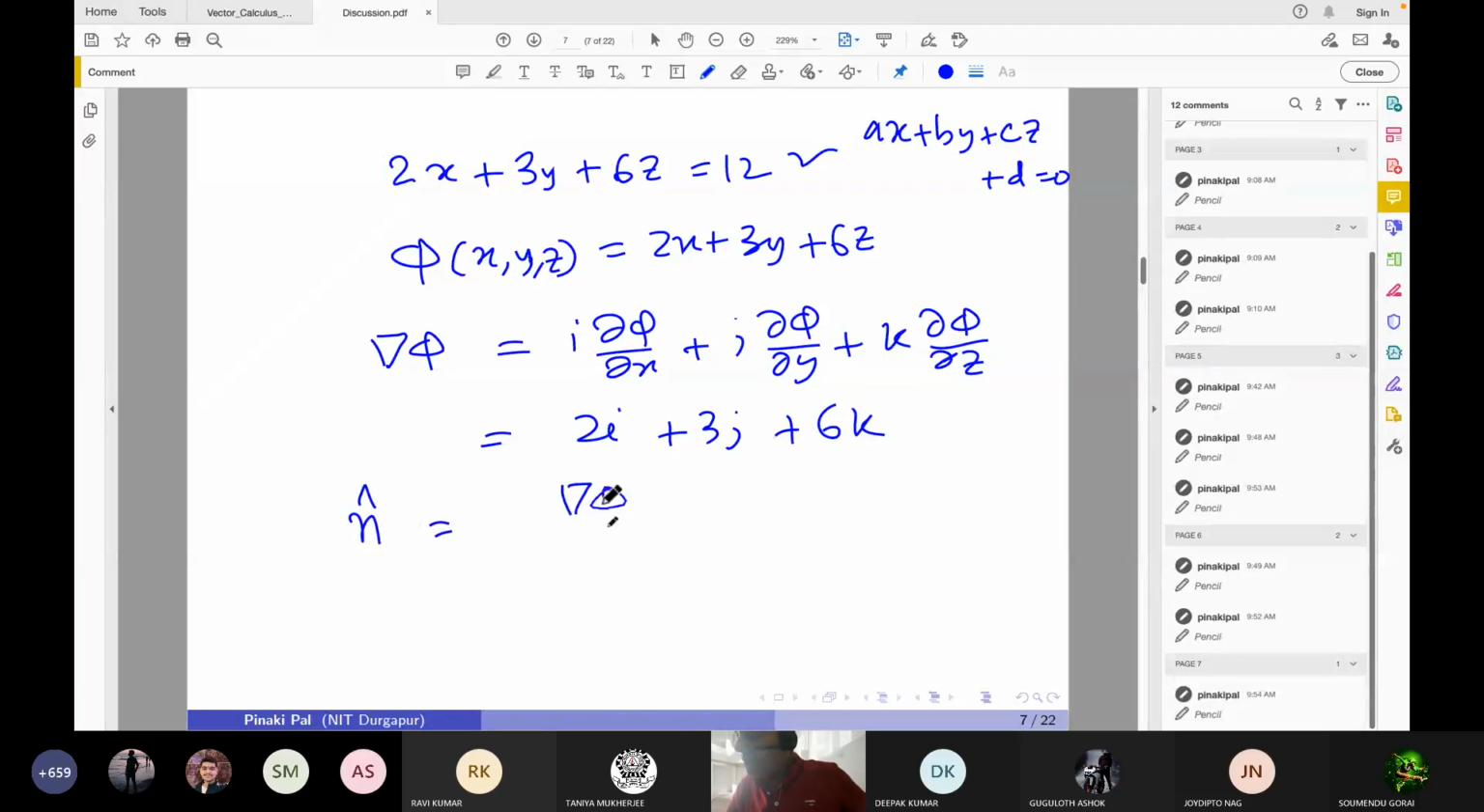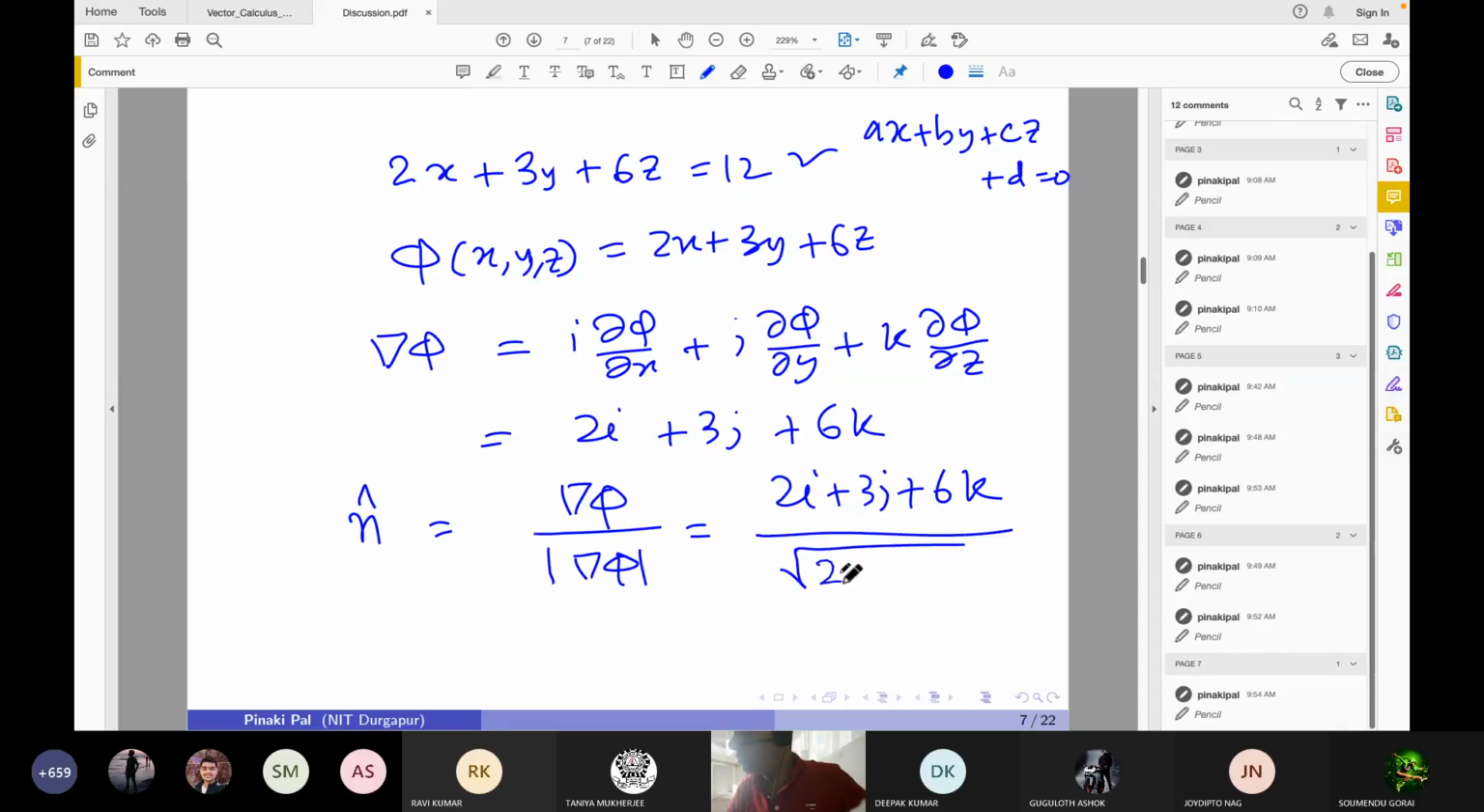Therefore, we have to divide this nabla phi, grad phi, by its modulus, mod nabla phi, and this is equal to 2i plus 3j plus 6k by its modulus, root over 2 square plus 3 square plus 6 square, right? And you will get 49 here. So therefore 2i plus 3j plus 6k divided by 7. This is your unit vector.